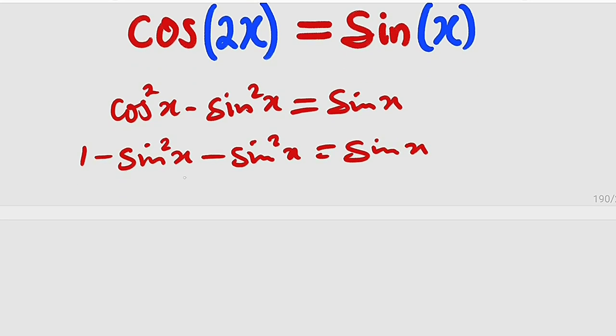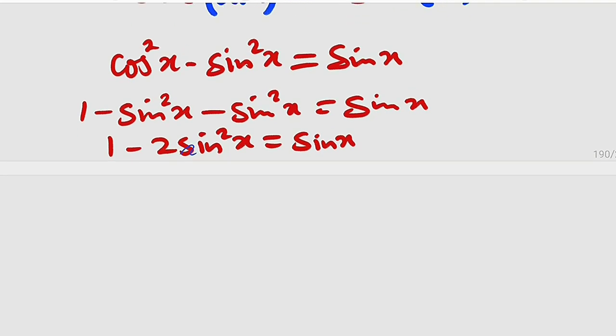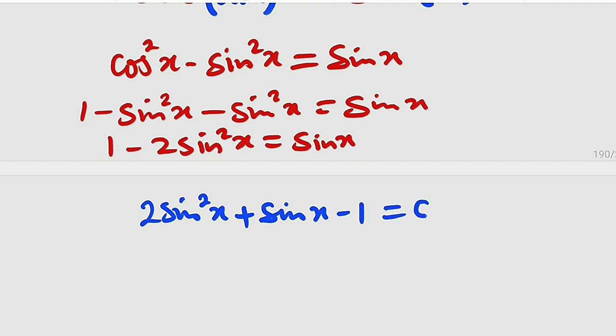Collect the like terms. We have 1 minus 2 sine squared x equal to sine x. Let us take everything to the right hand side. If you take this one to the right hand side, it becomes positive 2 sine squared x. Already this one is on the right hand side, sine x, and if you take this one to the other side, it becomes negative 1. All of this equal to 0.